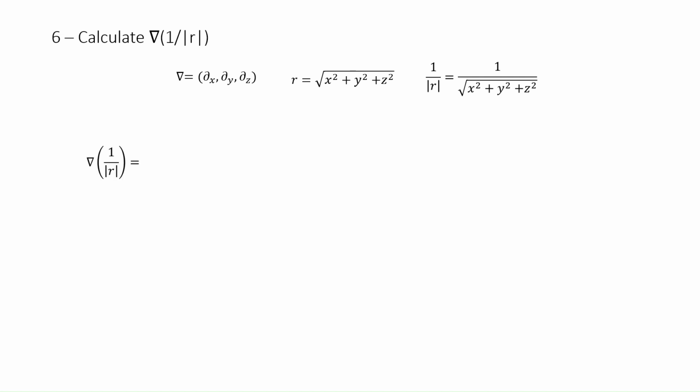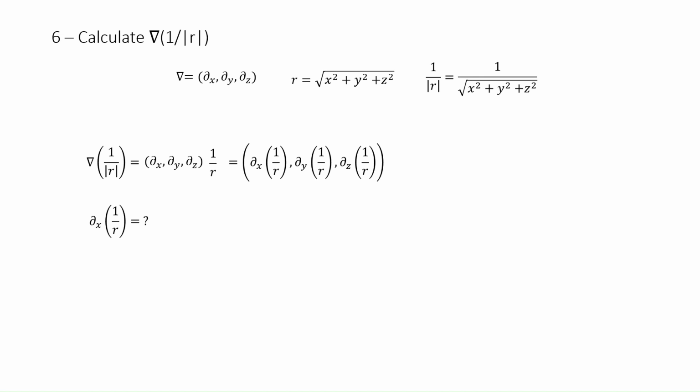Our final question asks us to calculate del of 1 over the modulus of r. Now del is just dx, dy, dz as before, and r is given by the 3D Pythagorean theorem, so the square root of x squared plus y squared plus z squared. And 1 over this is simply 1 over x squared plus y squared plus z squared, all square rooted. Now the question asks us to calculate del of this function. And so here is our del, here's the function, and it times this together to look like this, with components in the x, the y, and the z direction.